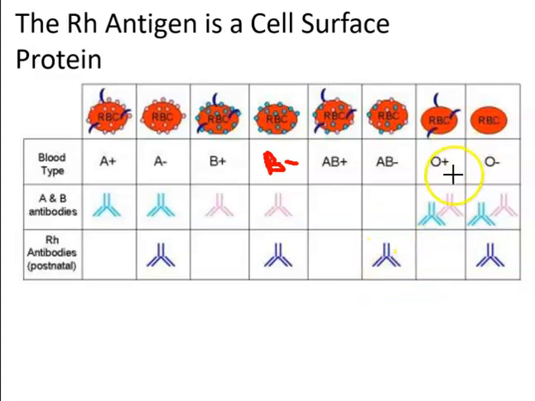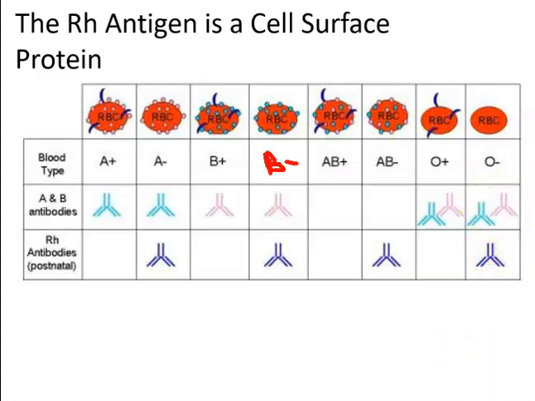Patient with type O blood has no antigens on the surface of the red blood cell. However, if they're positive, they have the Rh antigen. So no A or B antigens, meaning they have both anti-A and anti-B in the plasma. Again, type O is usually a universal donor. And O negative, having no Rh antigen on the surface, will have Rh antibodies within their plasma, as well as anti-A and anti-B antibodies within the plasma.